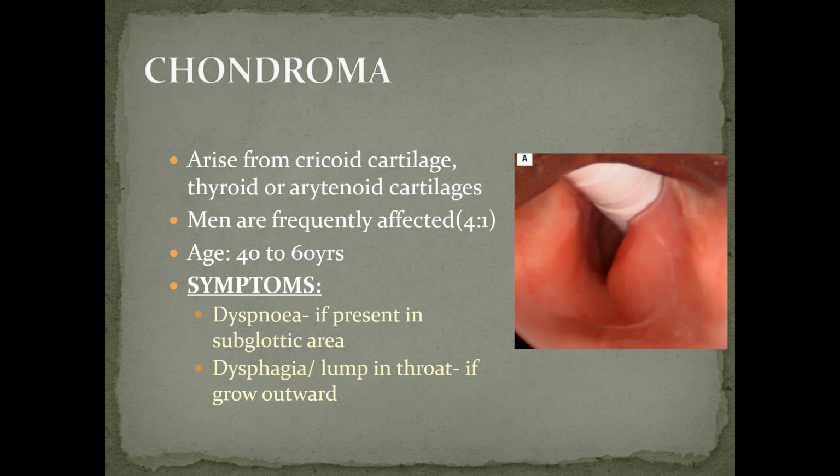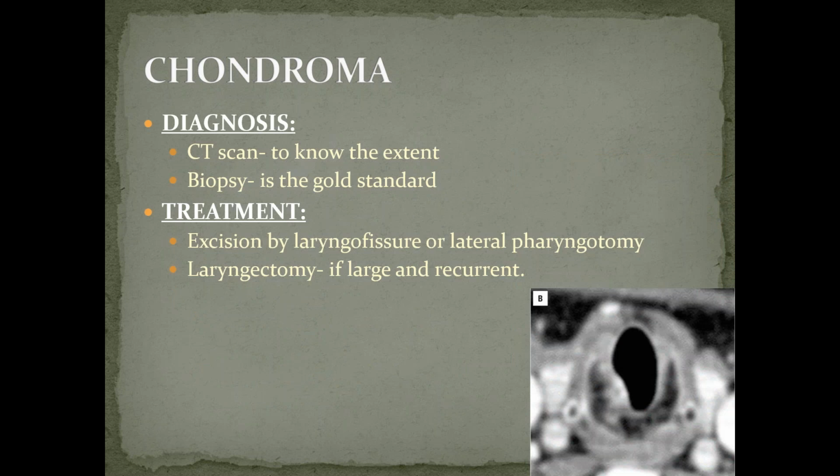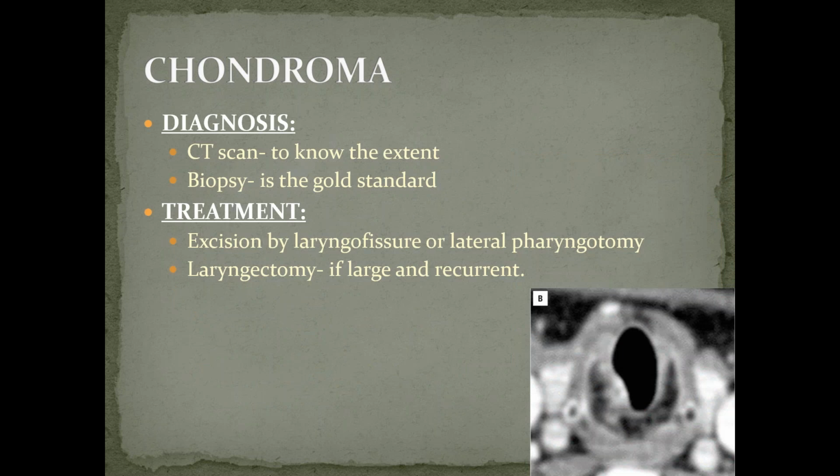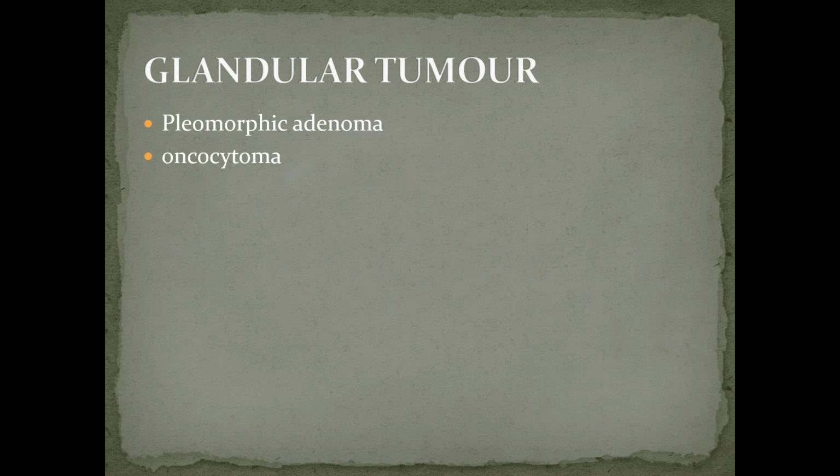The common symptom, because of the mass, is dyspnea. If it is extending beyond the larynx, it will compress the esophagus and cause dysphagia. So we can diagnose this chondroma by CT scan and biopsy of the lesion. That is the gold standard to confirm the diagnosis of chondroma. Treatment is by excision by laryngofissure or lateral pharyngotomy. If the lesion is very big, you can go for total laryngectomy.